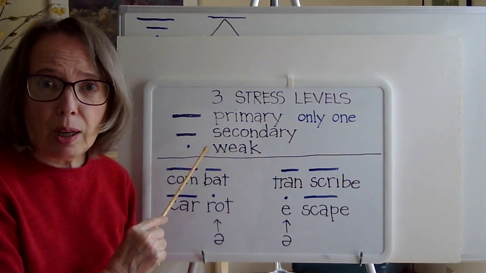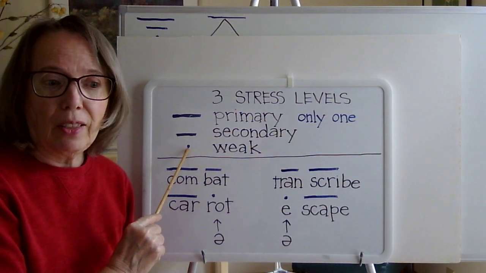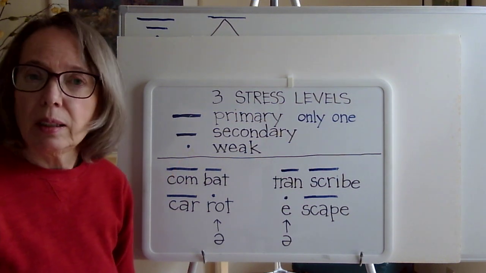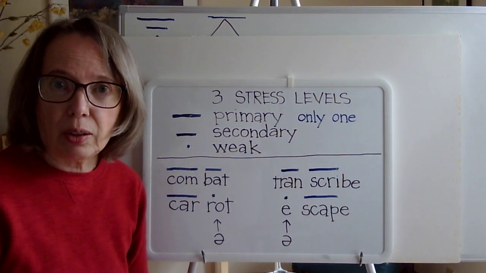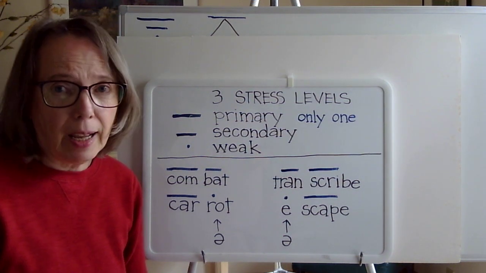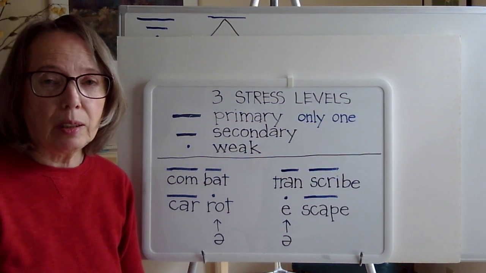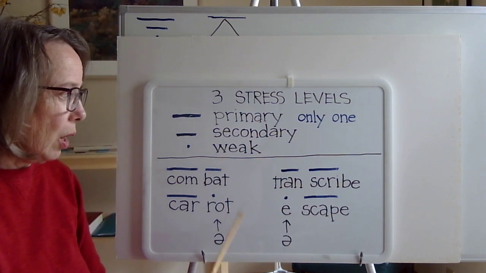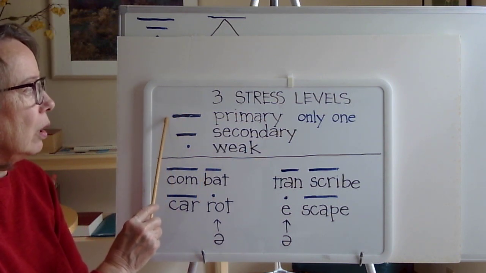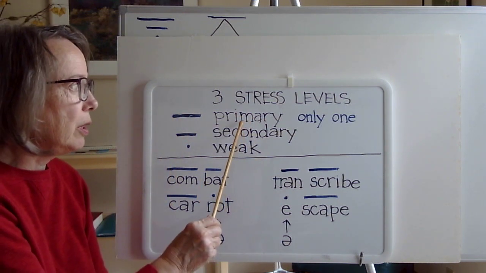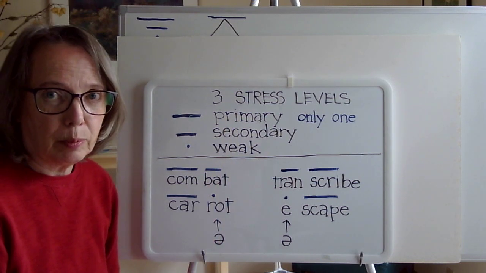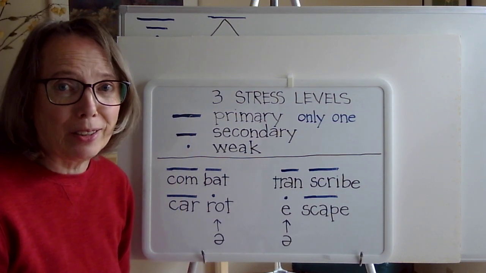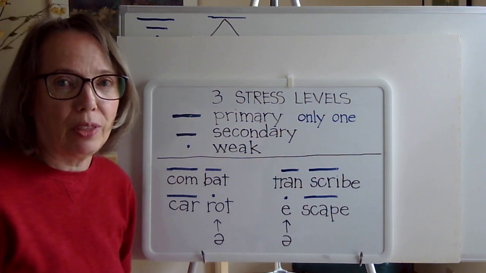Now you'll find schwa in the weakest syllables. But not every word has to have schwa. It has to have a primary syllable, but it does not have to have schwa. So I have made these symbols: a long line to represent the primary syllables, a shorter line for the secondary syllables, and a little dot for the weak syllables.